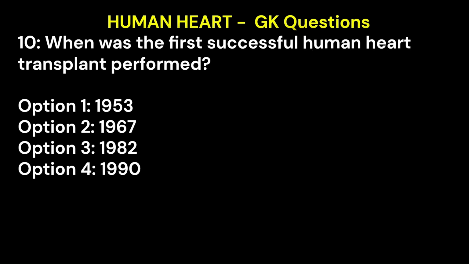Question number 10. When was the first successful human heart transplant performed? The options are: Option 1, 1953. Option 2, 1967. Option 3, 1982. Option 4, 1990. The correct answer is 1967.